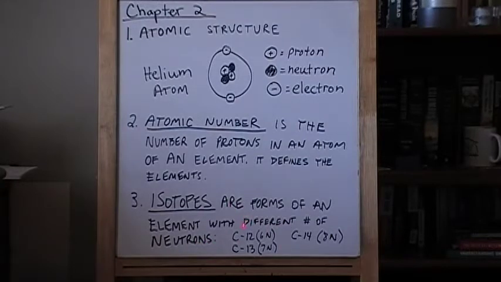So the most abundant isotope of carbon is carbon-12. It has 6 neutrons. But there's also carbon-13, which has 7 neutrons, and carbon-14, which has 8 neutrons. Some isotopes are very useful in medicine and for medical diagnostics, and also for research, and also for dating of fossils and other artifacts.